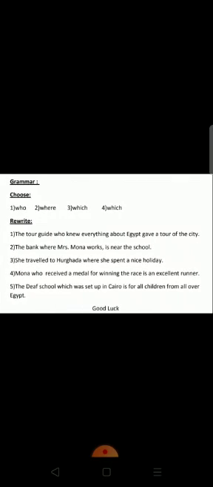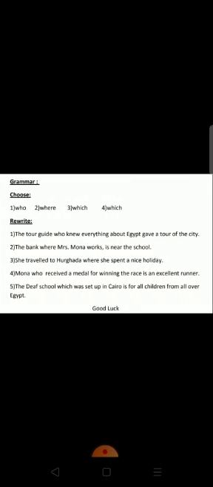Okay, let's go to the most important part, rewrite. We are going to join between the two sentences. Number one, the tour guide gave a tour of the city. He knew everything about Egypt. So here I have the repeated word, the tour guide and he. So I'm going to replace with a person. So for a person, I'm going to use who. So the answer, number one, the tour guide who knew everything about Egypt gave a tour of the city.